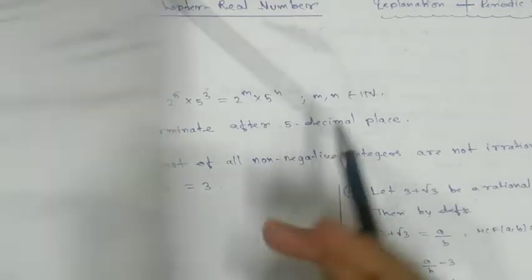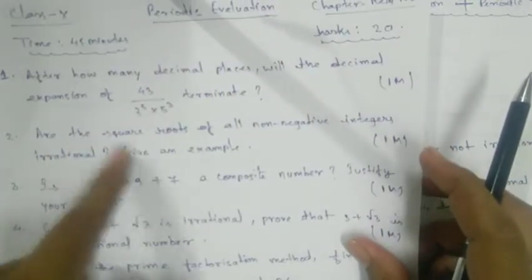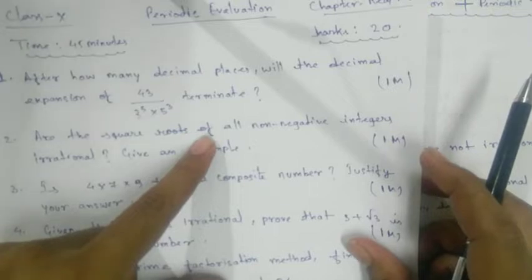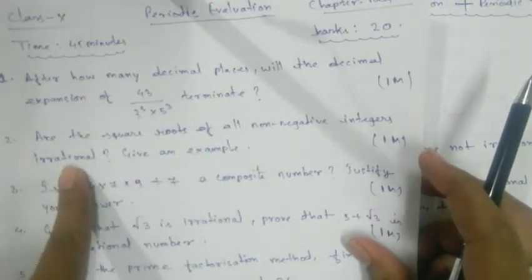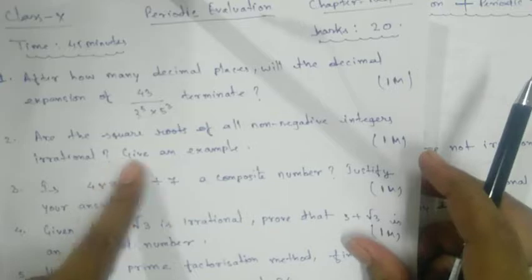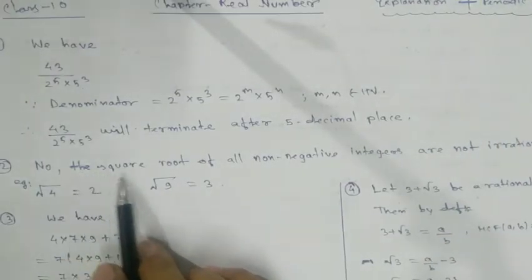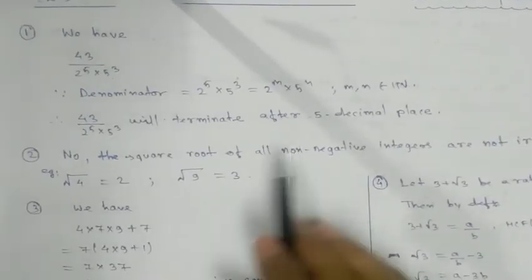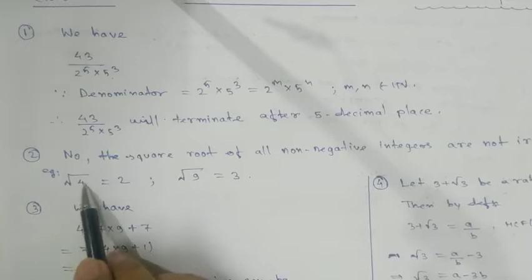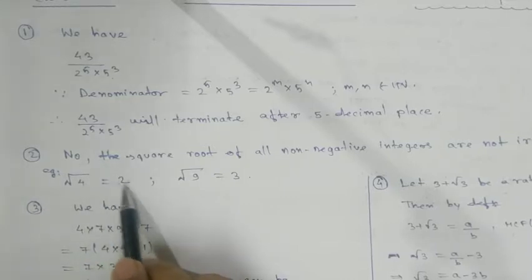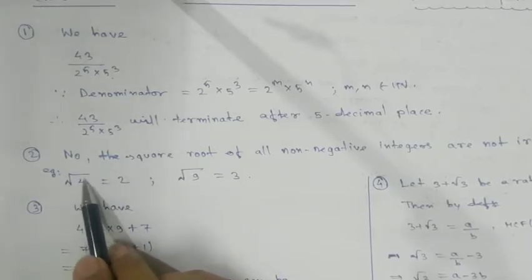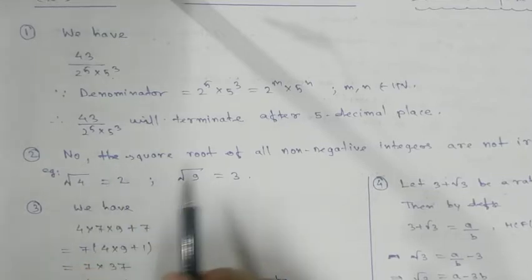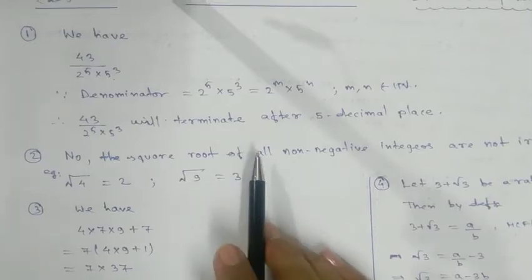Okay. Next one. Are the square roots of all non-negative integers irrational? If not, give an example. No, the square roots of all integers are not irrational numbers. For example, if we take root over 4, it will give you 2, and 2 is a rational number. So the square root of any non-negative integer may or may not be irrational. So the second answer is no.